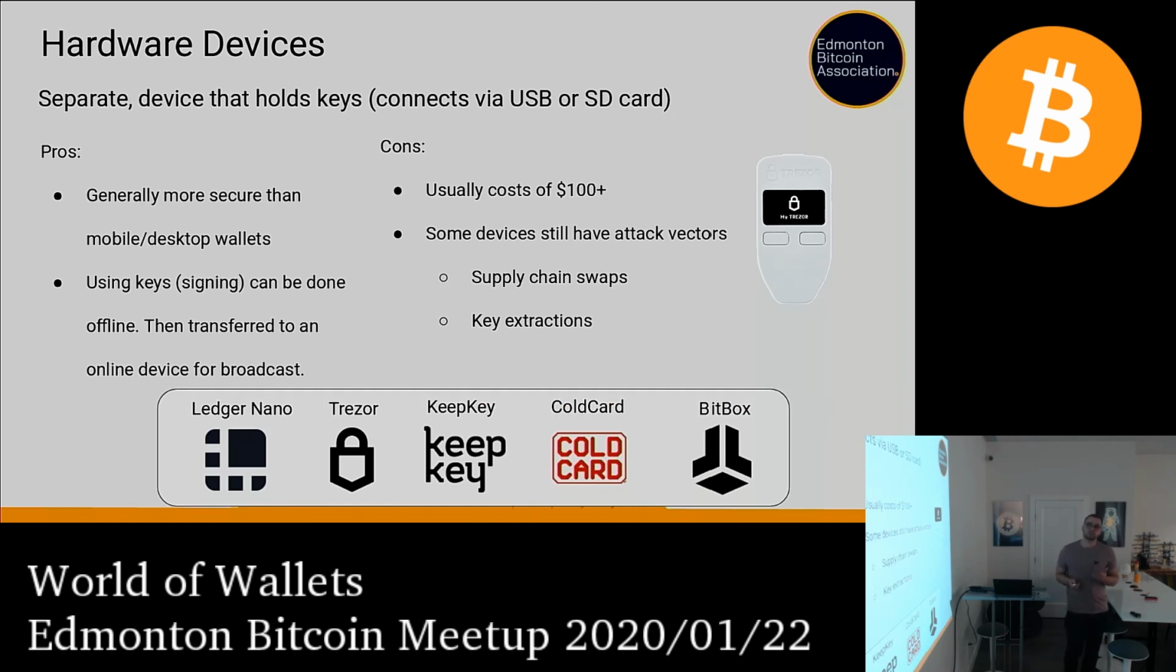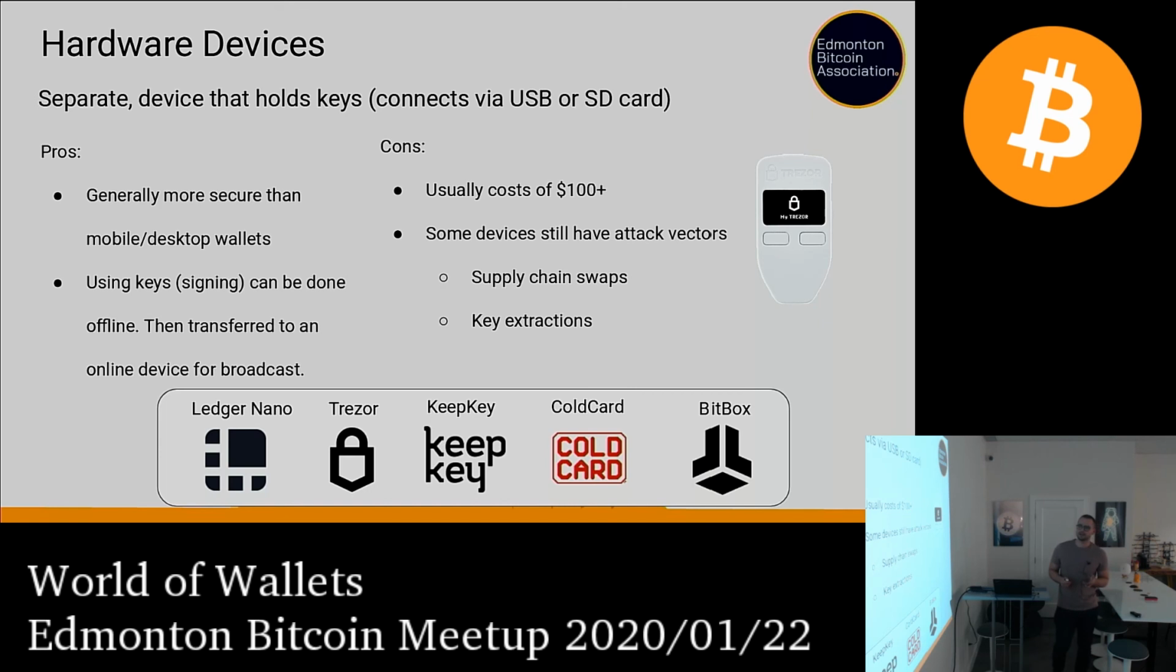And then there's hardware devices, which are separate devices that hold the keys. And usually you would eventually have to connect them either via USB or through an SD card to a computer to be able to broadcast your transaction to the network. On the pro side, they're generally a lot more secure than mobile and desktop wallets. And when you're using your keys, aka signing, it can be done offline and then transferred to an online device for broadcast. So in that sense, your keys aren't always exposed to the internet and the dangers that lay there.